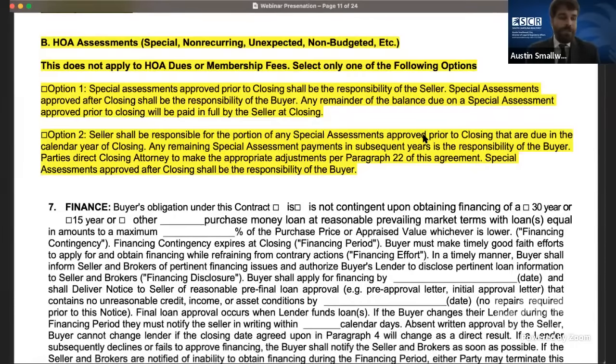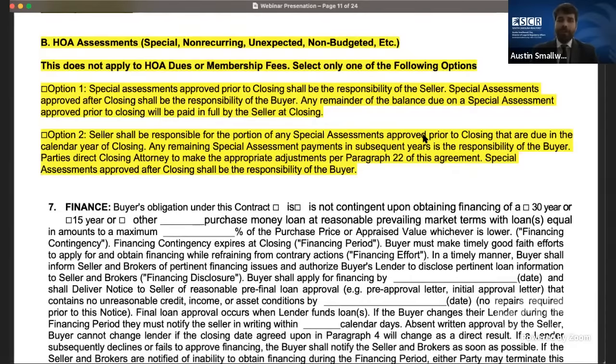So option 2 is where it's a little different. The next one is if the seller is going to be responsible for any portion of the special assessment approved prior to closing that is due within the calendar year of closing. Any remaining special assessment payments in subsequent years are the responsibility of the buyer, and we direct the closing attorney to make the appropriate adjustments, and any special assessment approved after closing is the responsibility of the buyer. So practically, how does option 2 apply?